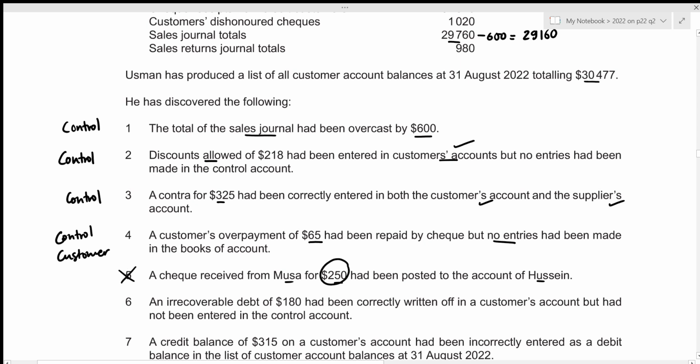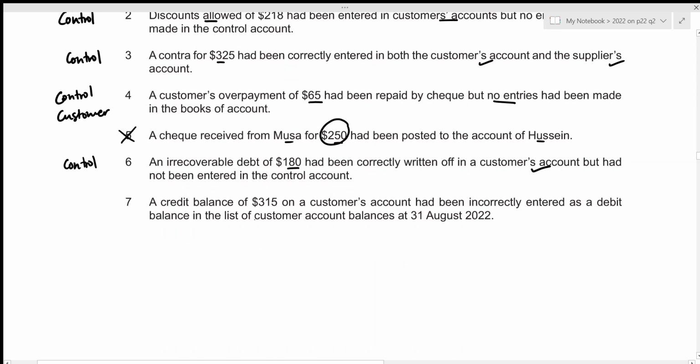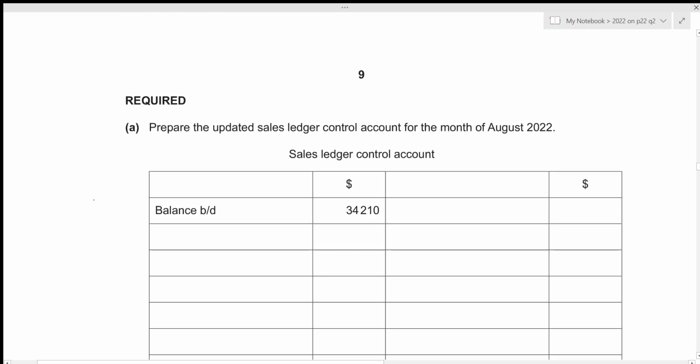Then we have an irrecoverable debt of 180, which had been correctly written off in the customer's account. So this does not affect the customer's account, but had not been entered in the control account, which means that we still need to adjust this information to our control account. And the seventh one is a credit balance of 315 on a customer's account had been incorrectly entered as a debit balance in the list of customer account balances. And we do not need to correct it in the control account because we are explicitly told that the error has been made in the customer account balances, which means that we only need to adjust it to the total for customer account balance. Alright, now let's get started with our updated sales ledger control account.